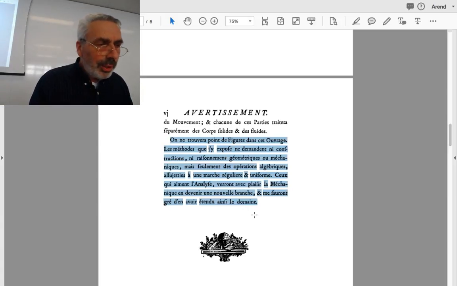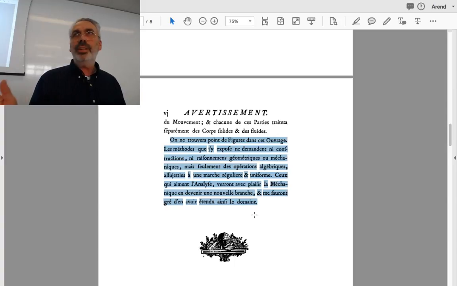But now comes Lagrange and he says, we're not going to do that. You don't need it. Mais seulement des opérations algébriques. So the only thing you need is algebra. So if you're good at doing algebra, then you're in business. You can derive the equation of motion for your mechanical system.